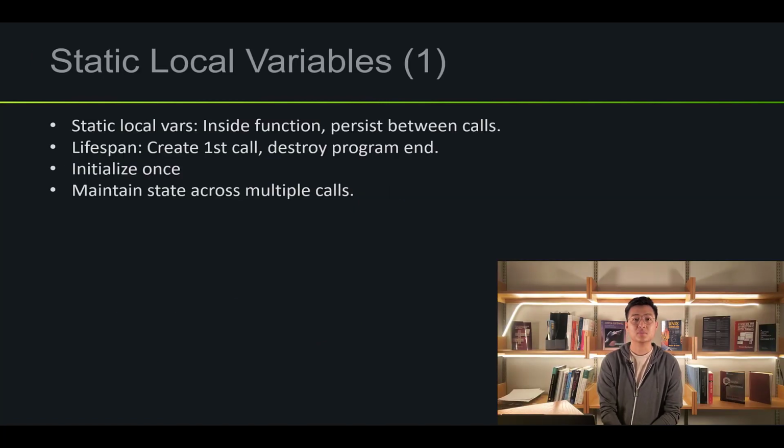Let's talk about static local variables. In short, we just call them static variables. Static variables are created within the function and they persist between calls. Let's dig deeper into what that means. It's initialized only once, and the variable doesn't get destroyed when the function is done or the loop is done. It is destroyed when the program terminates. So the variable continues to maintain its state throughout the program.